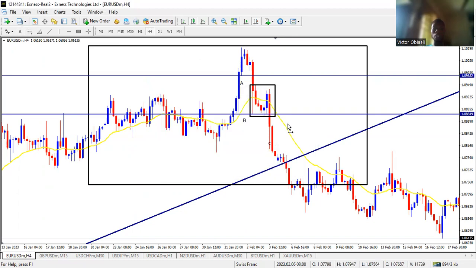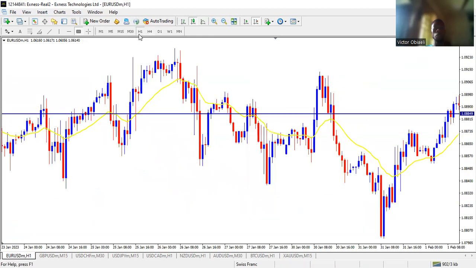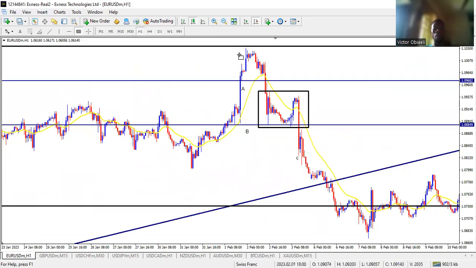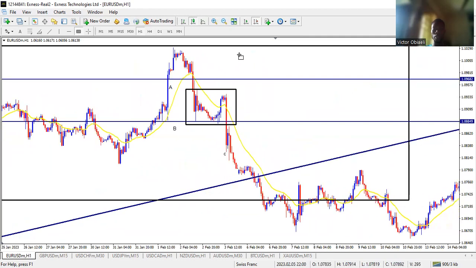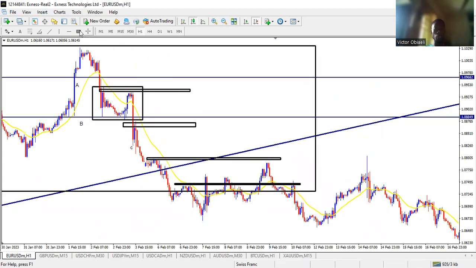Now, automatically, look at it. They will keep on respecting the market structure, and that is what? From the 1 hour. This is the market structure from 1 hour. They will keep on respecting the market structure from 1 hour. See, this is market structure area, market structure area, market structure area. Now, there's a breach in the market structure at this point.